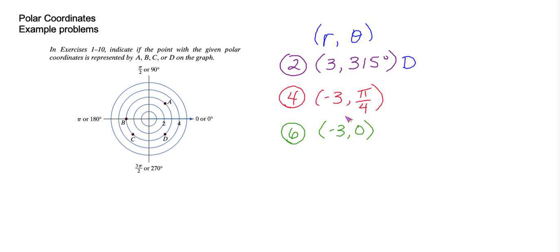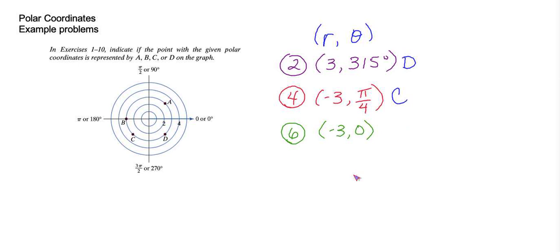Next, we're going to look at negative 3, pi over 4. So first we want to look at where the pi over 4 would be. The terminal side of pi over 4 would be halfway here in the first quadrant. However, negative 3 means that we're going to go out the ray that's opposite that terminal side. So when we do that, we go out to C. So the answer to number 4 is C.